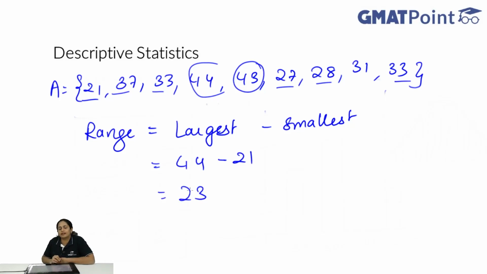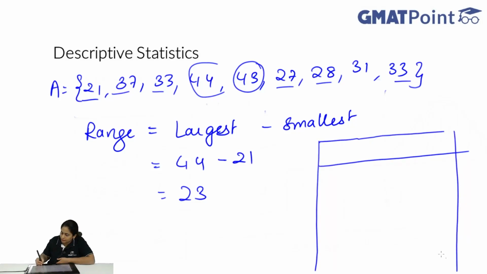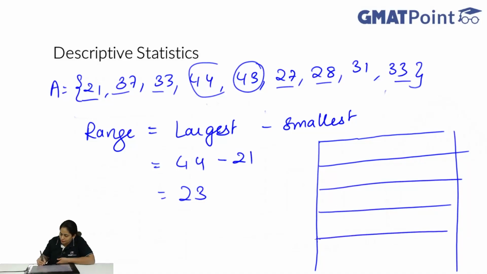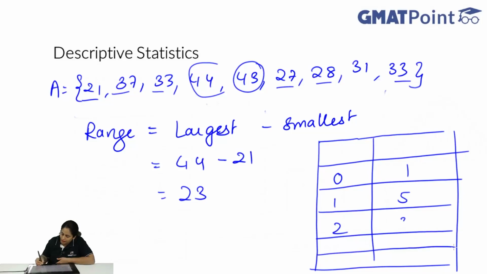So essentially, if you are given a set like this, you can say that range is basically the largest value minus the smallest value. Suppose you are given a frequency table like this, where say 0 comes 1 time, 1 comes 5 times, 2 comes 3 times, and so on, and finally 18 comes 1 time. So what is the range of this frequency table?